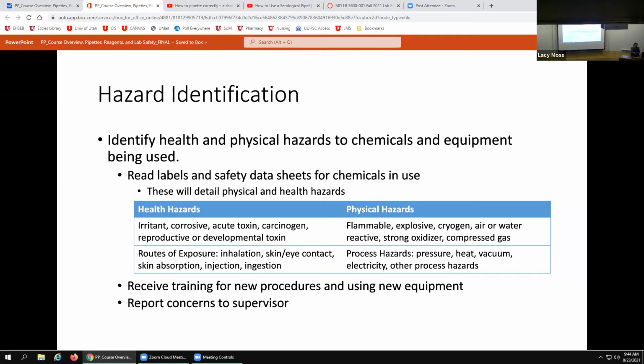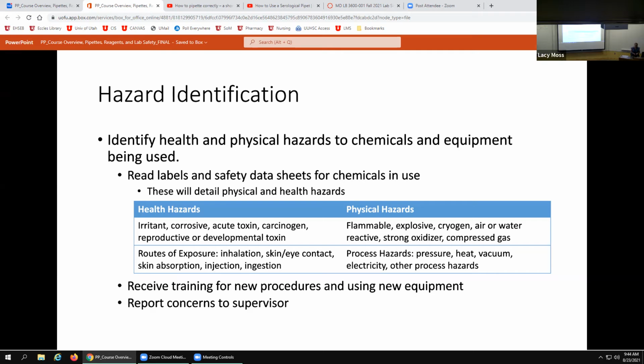And then you also have health hazards. These are irritants, corrosives, things that will burn you, developmental toxins. So if you do get pregnant, let us know. Or I guess you don't have to let us know, but we can tell you if there's anything in the lab that you're working with that is a developmental toxin, and avoid that or put additional measures in place for you.